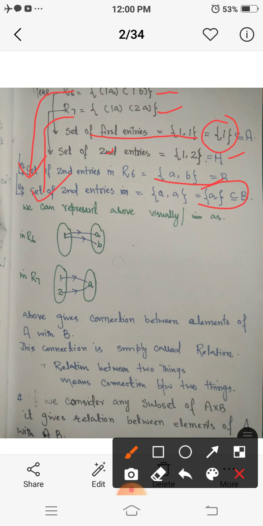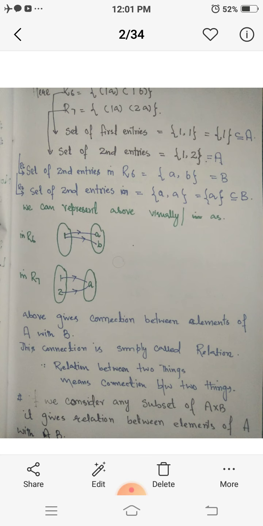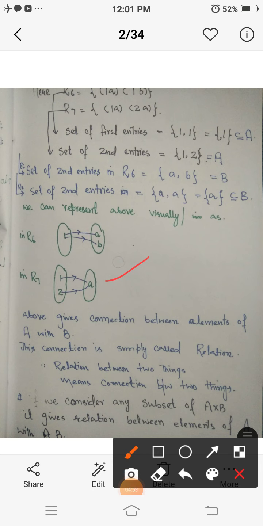So we have here two different situations, or simply two subsets. We can represent these subsets visually. The set of first entries in R6 is {1}, and the set of second entries in R6 is {a, b}. In R6 we have the ordered pair (1,a), so this means that 1 is connected with a. Similarly 1 is connected with b in R6. In R7 we have two ordered pairs; the set of first entries is {1, 2}, as we calculated, and the set of second entries is simply the singleton set {a}. Here in R7 there are two ordered pairs (1,a) and (2,a): 1 is connected with a under this R7, and 2 is connected with this a.